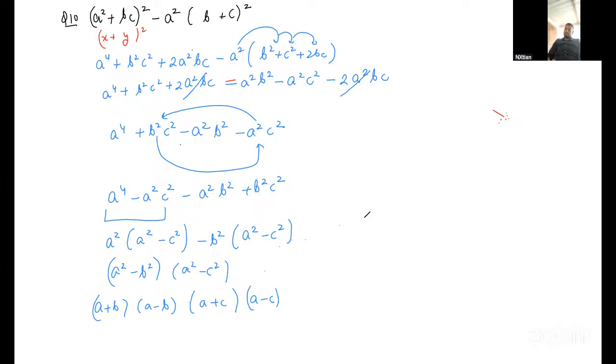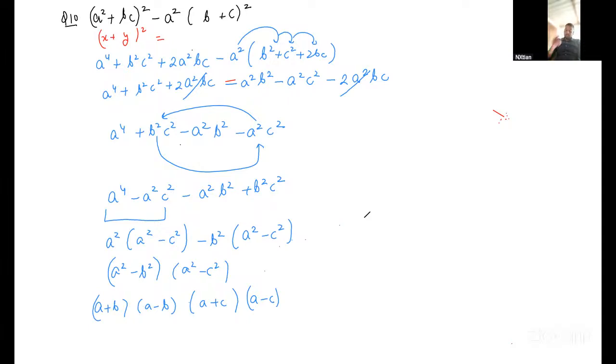x plus y whole square. Beta, what is the identity? I forgot. I had it remembered till yesterday. Out of my mind. Wait. x plus y, or a plus b whole square, whatever you see. Oh, that is a plus b whole square: a square plus b square plus 2ab. Yeah, same as that only. I just changed the variable.